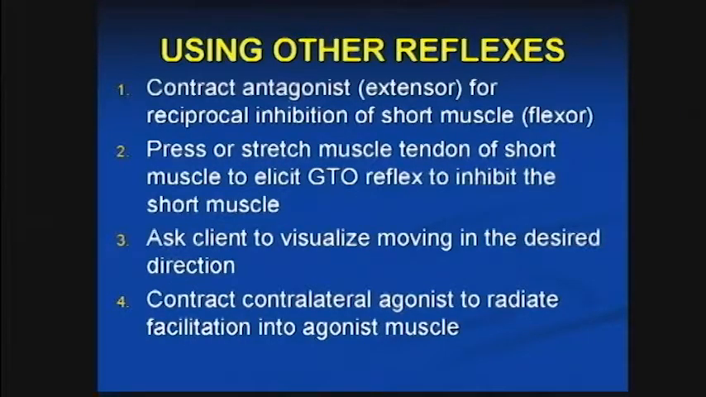What about using the other side of the body? There are reflexes across the body. So they could contract the contralateral, or opposite side, muscle to facilitate that same one. If I'm looking to straighten out their elbow on their right arm, I'll say, really work to straighten out your elbow on your left arm at the same time. Using that extra effort gets another reflex to cross the body and help you. So there are all different ways of helping.